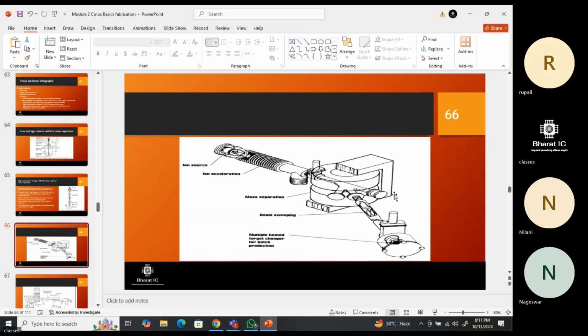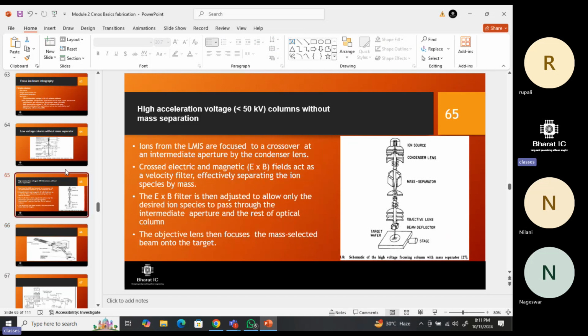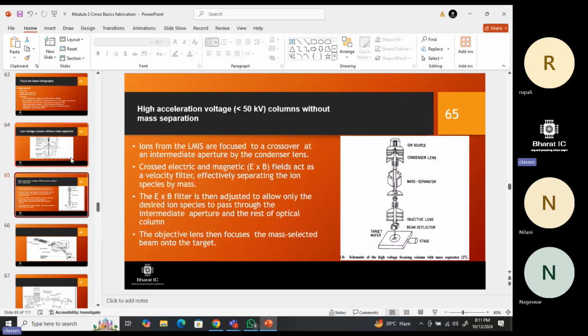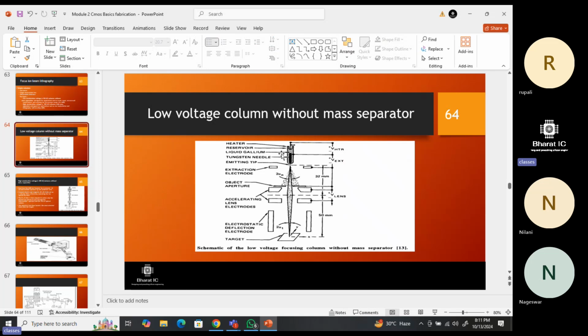Okay, same diagram. So better use this diagram, it is much easier to understand. These are a bit more complicated, so this one is much easier to understand how an ion beam lithography machine looks like.